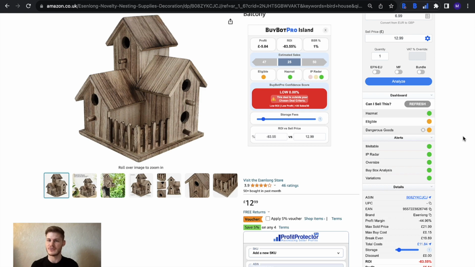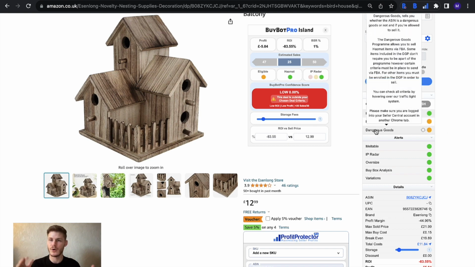For example, if we got red on the eligibility, we aren't eligible to sell. We need to get ungated in that particular category. Can we sell dangerous goods? Are we part of the dangerous goods program? If not, and it was a dangerous good, we'd have to just not go ahead with it, or we might have to consider fulfilling it ourselves. It's just important information to be aware of. However, if we are strictly FBA, then it might not be an option if we aren't enrolled in the dangerous goods program.